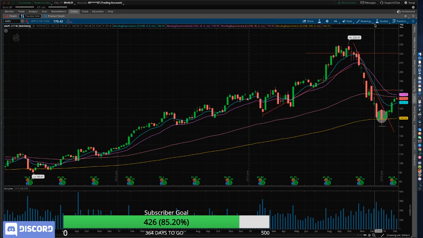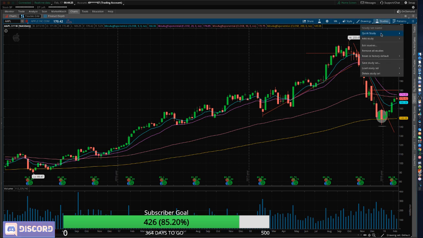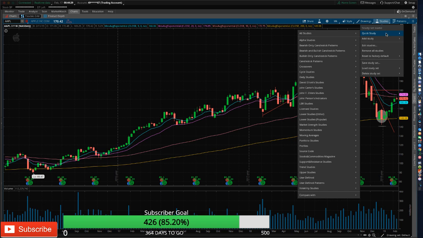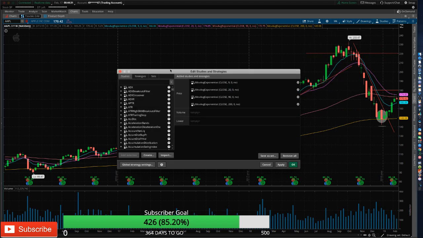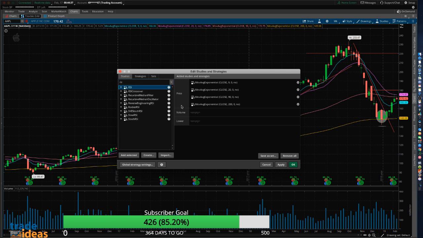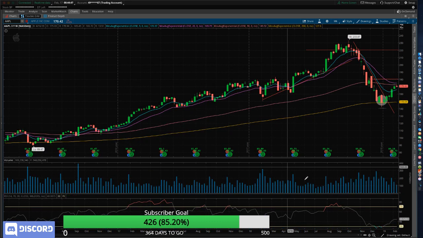So you can go to studies up here, and you can go to add study, and then you could really just get an overall good idea of the overall strength of the stock. Just type in RSI, relative strength index, RSI. Let's add this to the chart here. Oh, it already added. Let's get rid of one. Okay. Wait for that to load in.